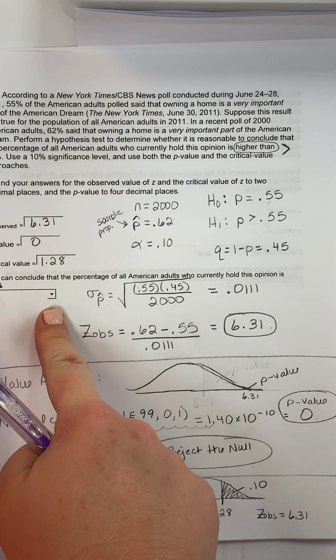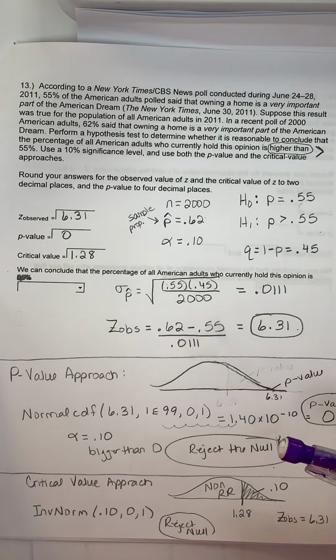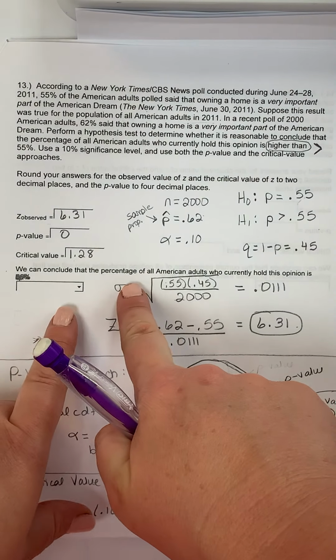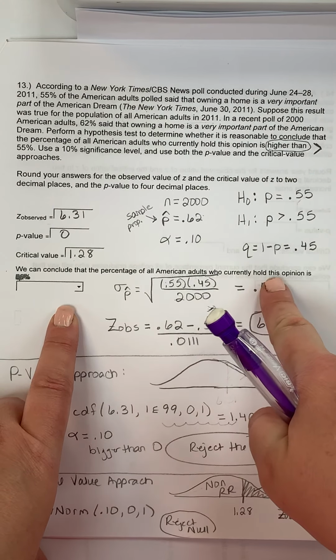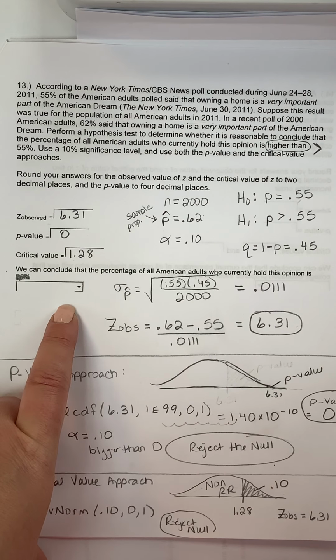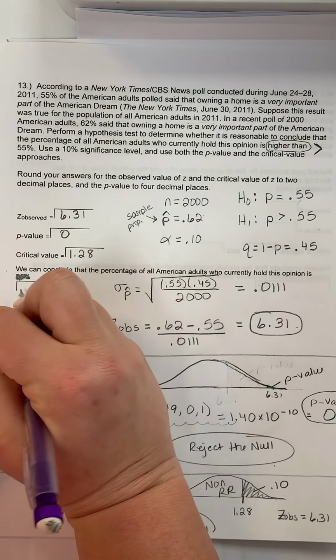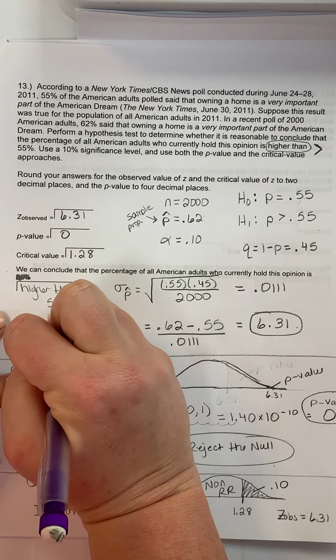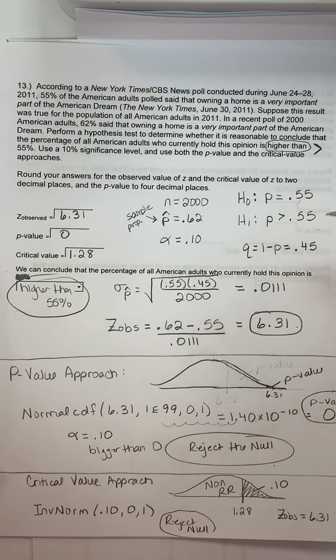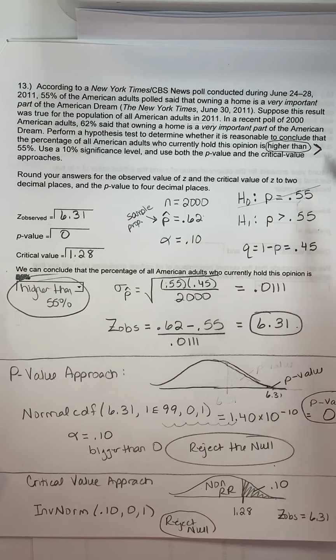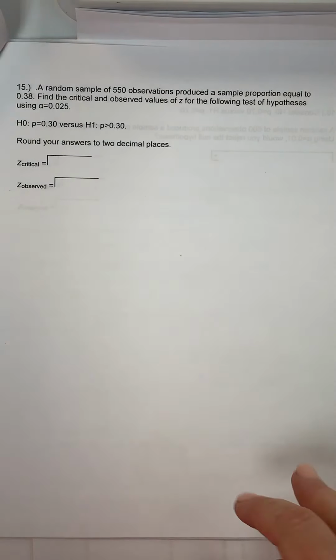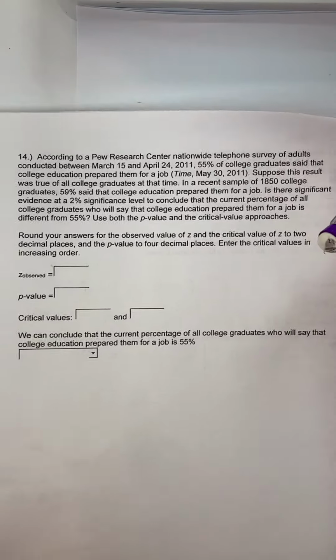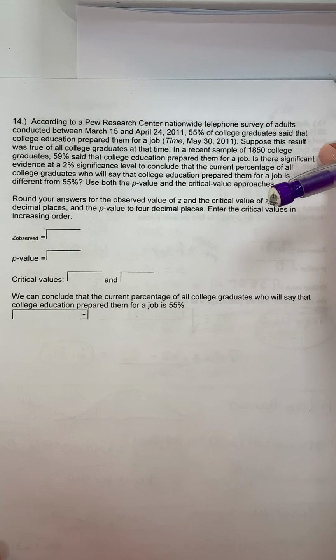So when we go up to this box, it says we can conclude that the percentage of all American adults who currently hold this opinion, it's a drop-down box, you're going to click higher than 55%. That's what you're looking for because we rejected the null, which meant the alternative is true. It is higher than 55. Let's continue on here. We're going to finish this with the proportion.